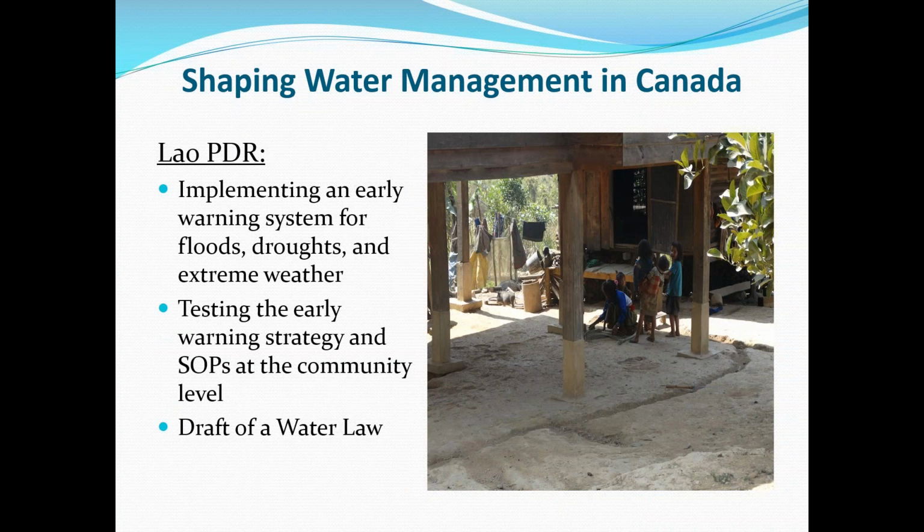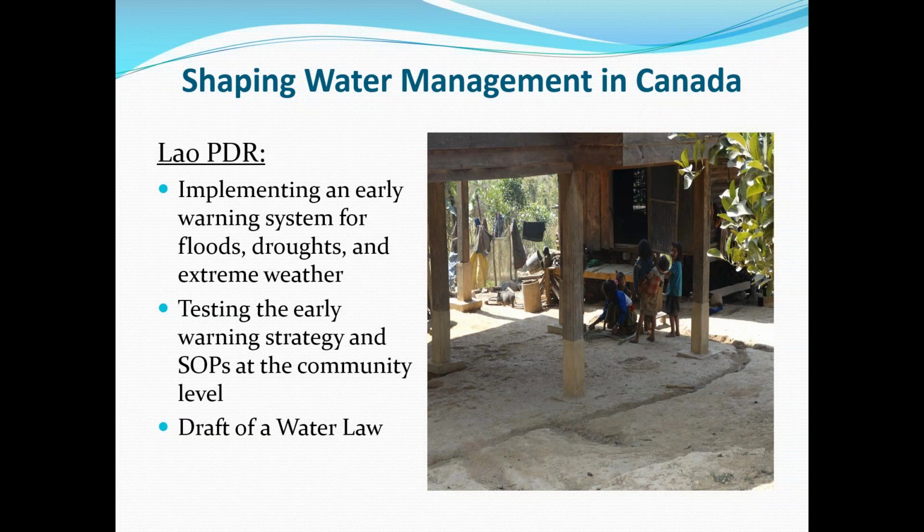As well, in Lao PDR, the program was looking at implementing an early warning system, not only for floods, but also for drought prediction. And of course, from the meteorological side, severe weather, such as windstorms, heavy rain events, typhoons, those types of activities.